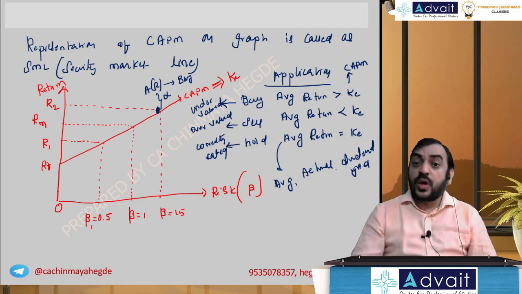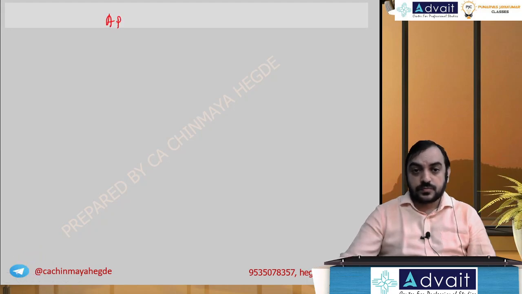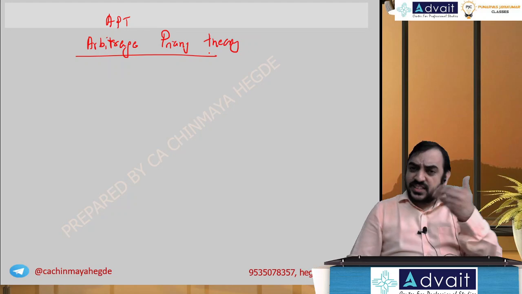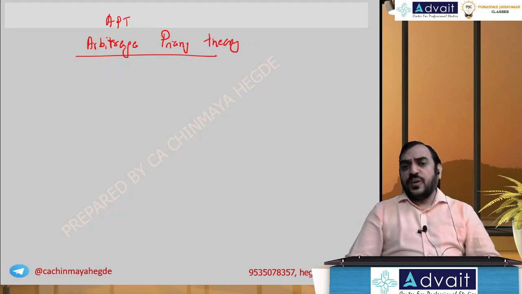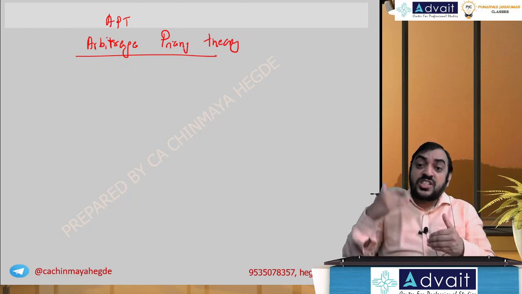First of all, I'll go to one more theory, the next theory called APT, arbitrage pricing theory, the APT model. This is an extension of the CAPM model. What did we say regarding the CAPM model? RF plus (RM minus RF) into beta. What is beta? Systematic risk. The APT theorem is one step further.